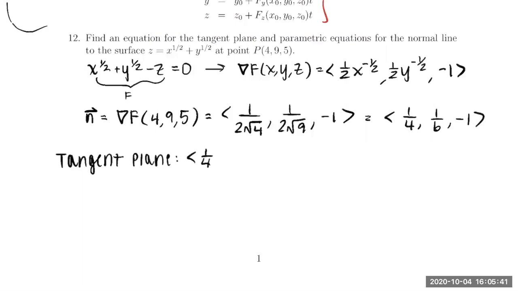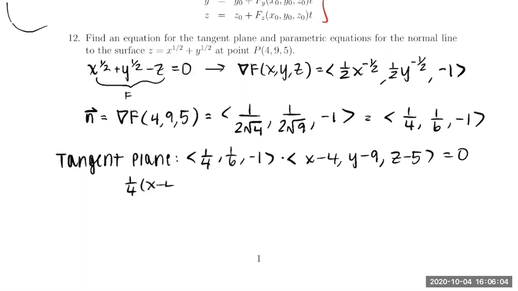I want to take my normal vector 1/4, 1/6, -1, and I want to dot it with x minus 4, y minus 9, z minus 5, and I want this to equal 0 because I want my normal to be perpendicular to all points on my plane. And so you could leave your answer as 1/4 (x minus 4) plus 1/6 (y minus 9) minus (z minus 5) equals 0 if you want. So I'll box this in.